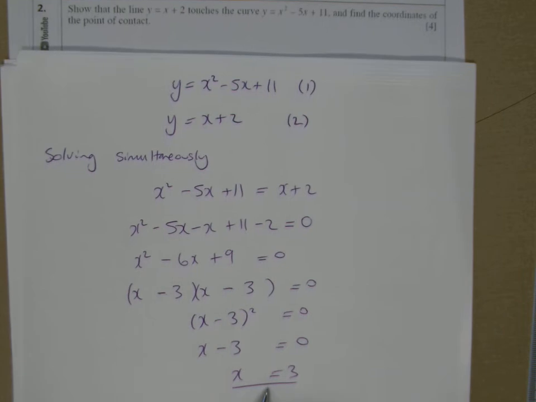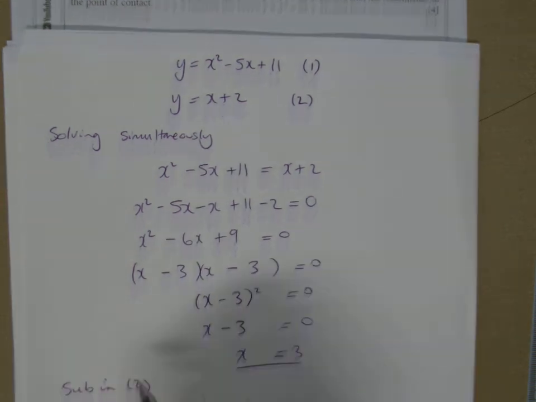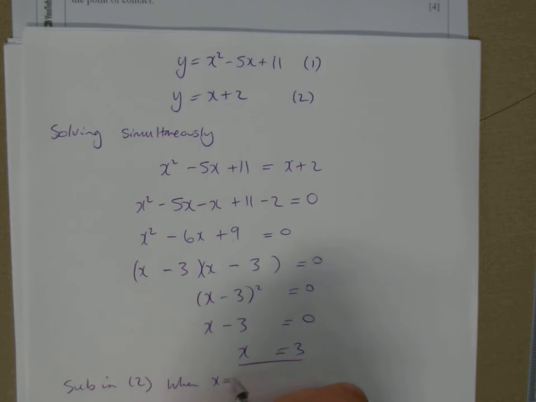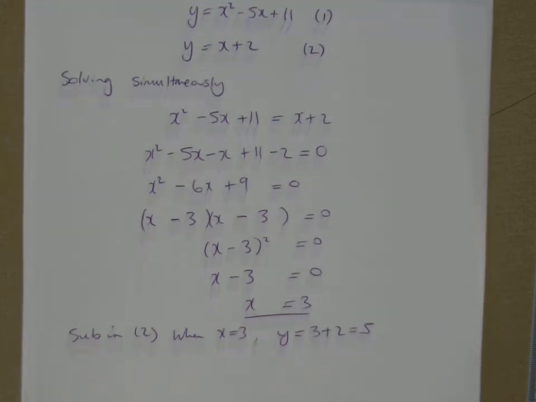So if you've only got one result for x, you're only going to have one result for y. If I sub into the second equation, this one here makes it easier, doesn't it? Quite simply, when x is 3, then y equals 3 plus 2, which equals 5. So we've just got one result out.